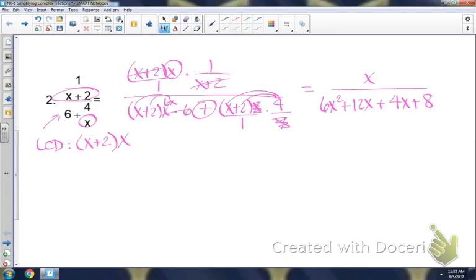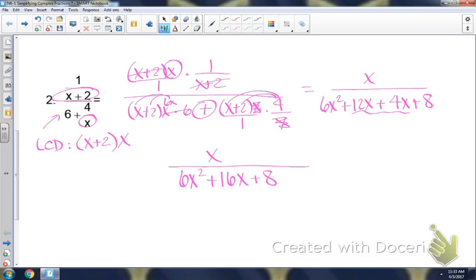Okay, so we got rid of the fractions on top and fractions on bottom. Now we're going to combine like terms in the denominator. So I can't do anything with the x on top. I can combine these x's in the middle. So I have 6x squared plus 16x plus 8.